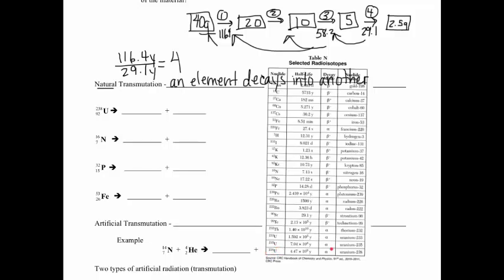Uranium-238, when it decays, it emits an alpha particle. So what I like to do, I like to put that over the symbol, or the arrow. I put the symbol over the arrow, and I'm going to do that for the other ones too. It's going to save me a little flipping back and forth. Nitrogen-16 is beta minus. Phosphorus-32 is beta minus. And then iron-53 is beta plus.